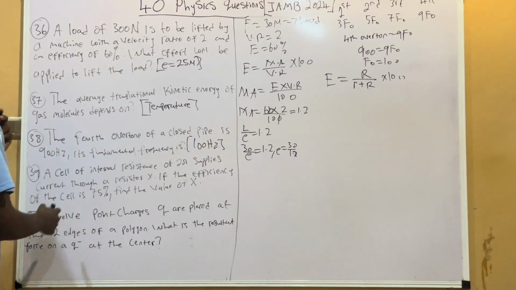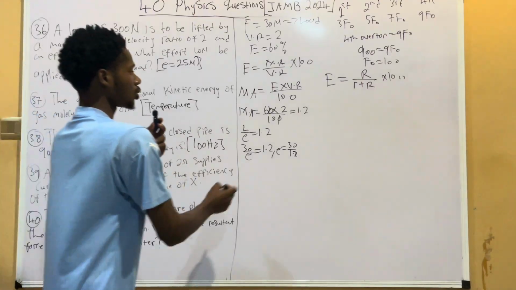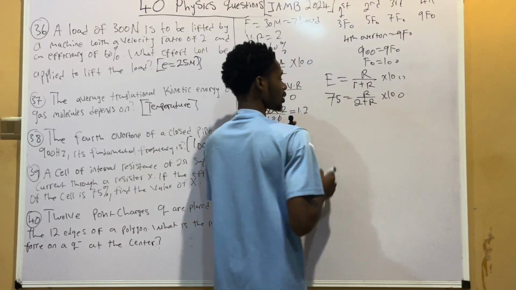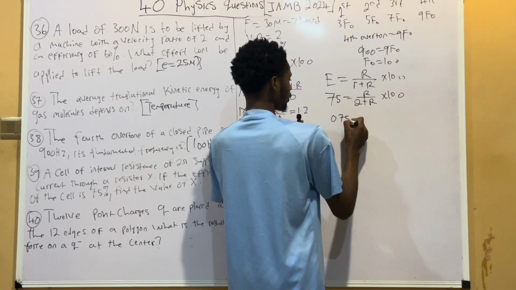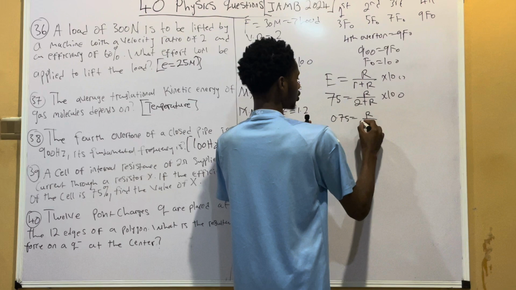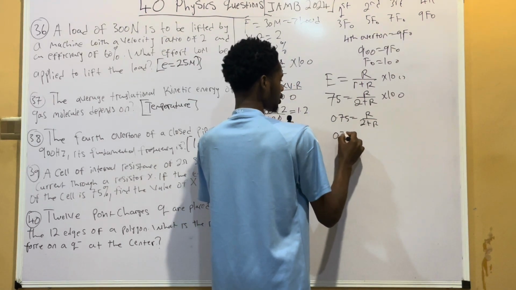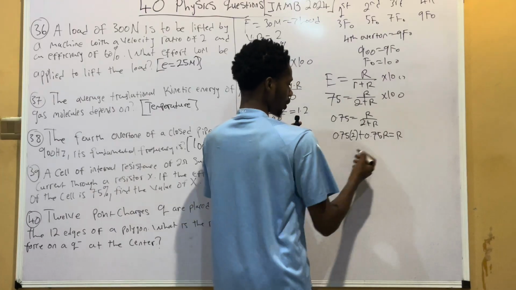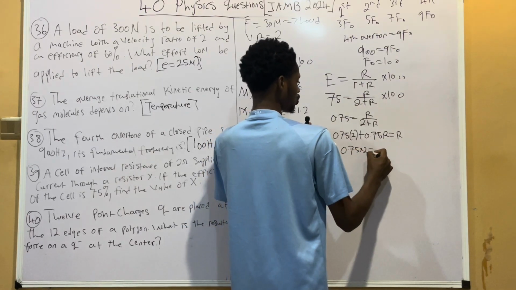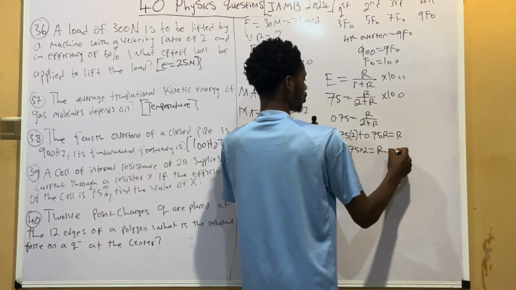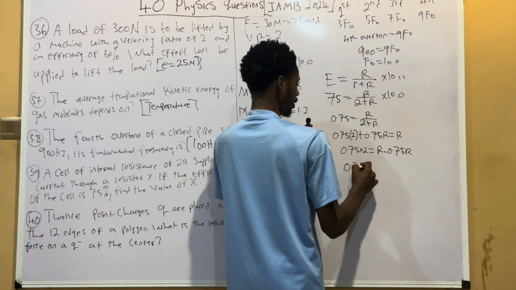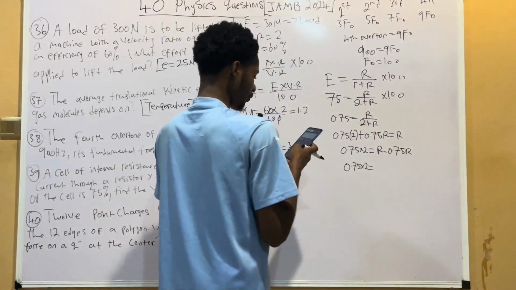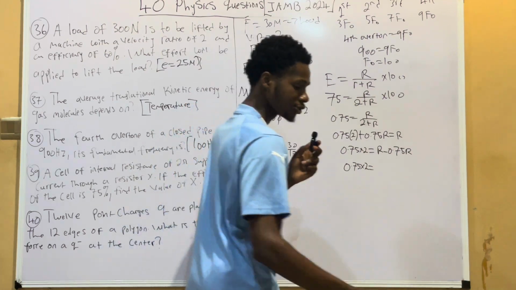So from here, we are going to substitute 75, and the internal resistance is 2. So I'm going to get 75 is equal to R divided by 2 plus R times 100. Dividing both sides by 100, 75 over 100 is 0.75 equals R divided by 2 plus R. When you cross multiply, you get 0.75 times 2 plus 0.75 R equals R. So I want to collect like terms. We have 0.75 times 2 equals R minus, taking this one to the other side, 0.75 R. When you subtract this, 1 minus 0.75 is going to give us 0.25.